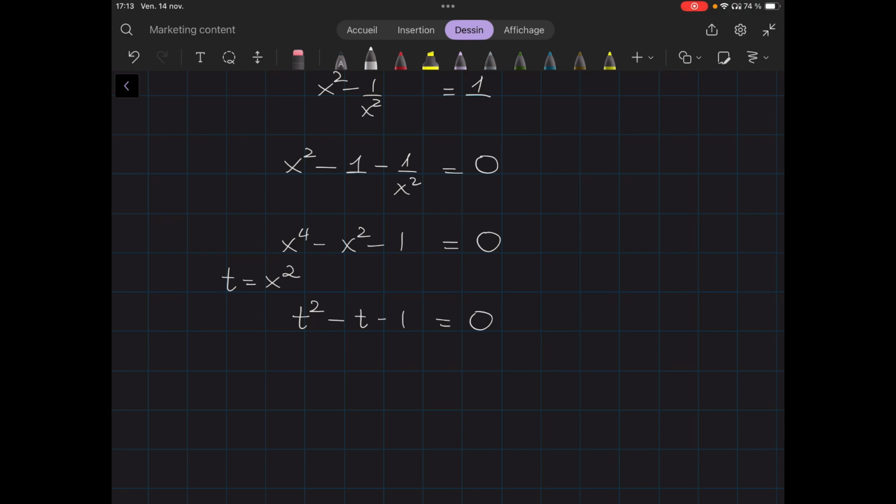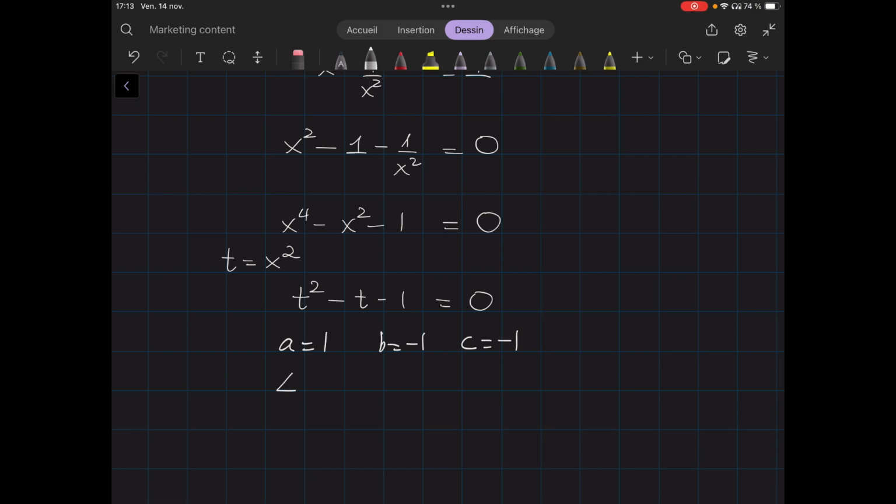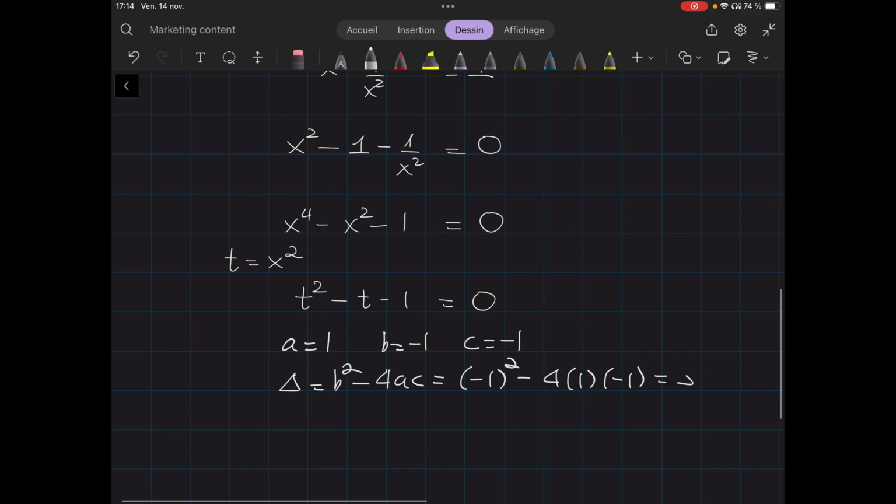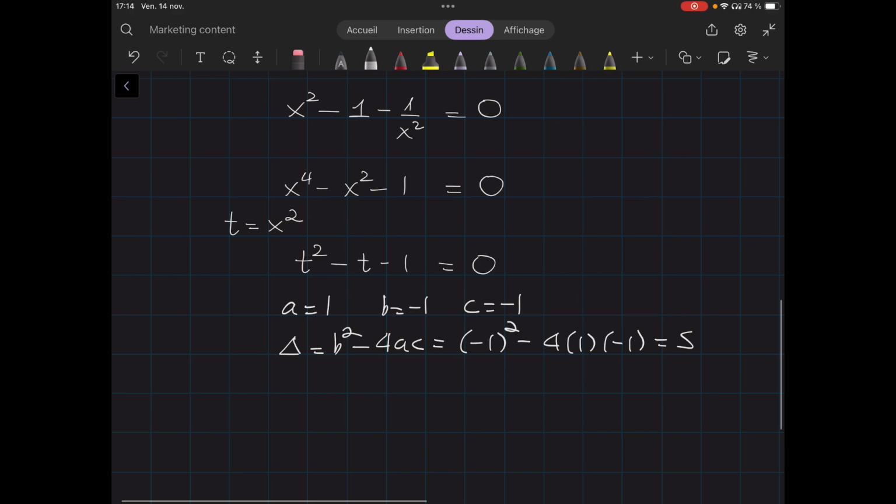The coefficients a, b, and c are 1, -1, and -1 respectively. Therefore, delta is equal to 5. And thus, t is 1 plus or minus root 5 divided by 2.